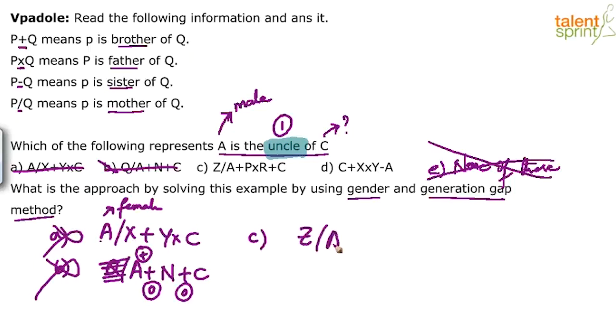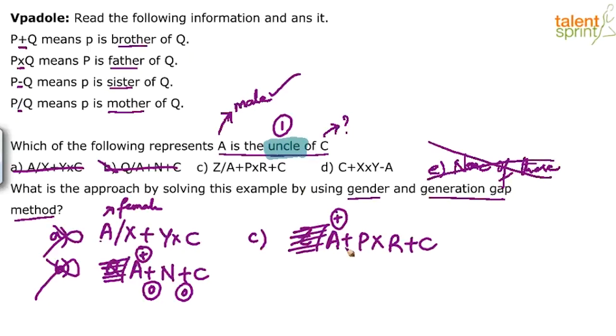Z by A plus P into R plus C. So again here, Z by A is of least importance because we have to connect A with C. We are trying to establish the relationship between A and C. So try to look for the gender of A. A plus P. Plus means what? Brother. So clearly A is a male person. So the gender part is satisfied. A is a male person.